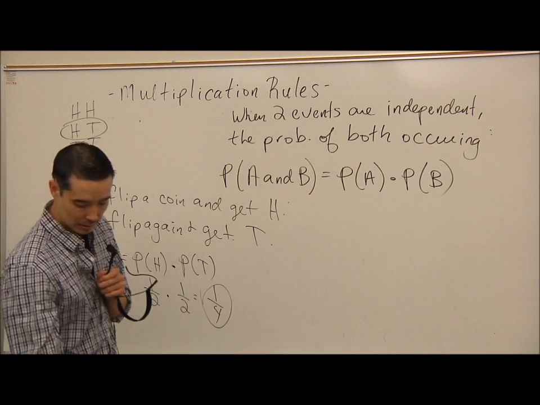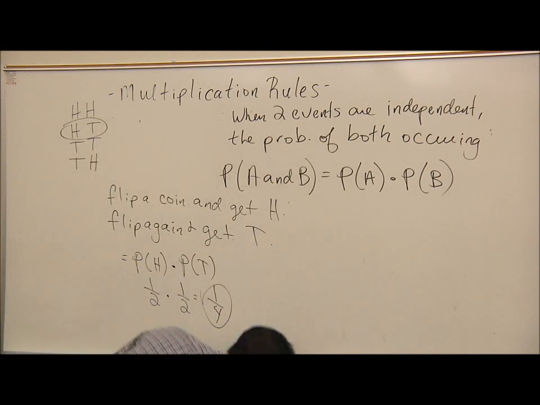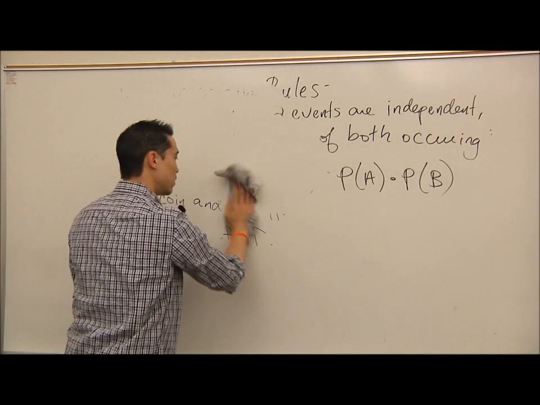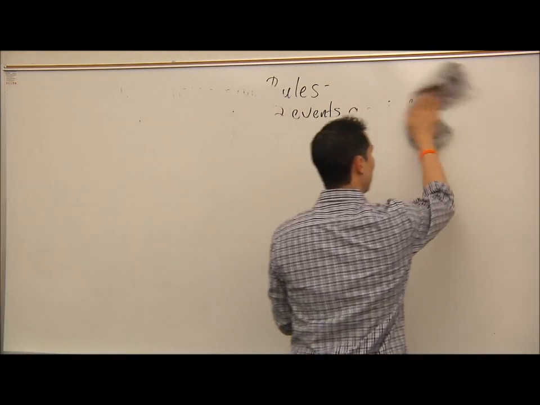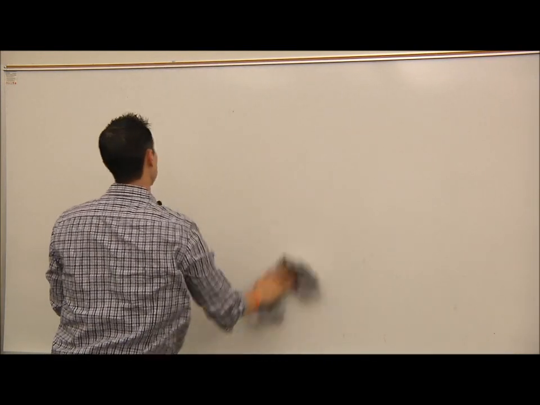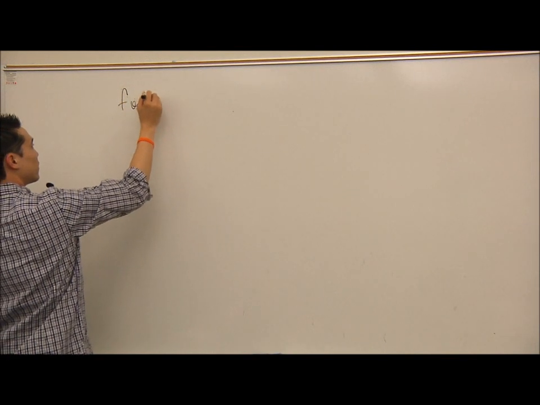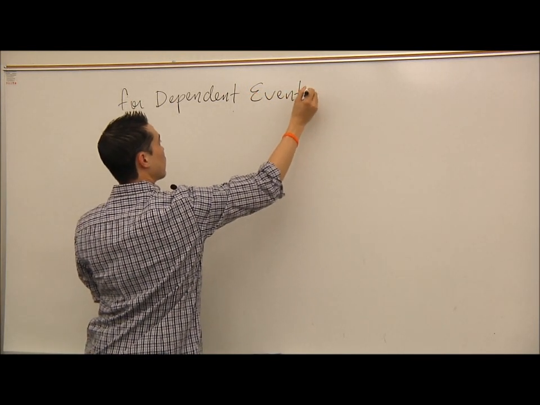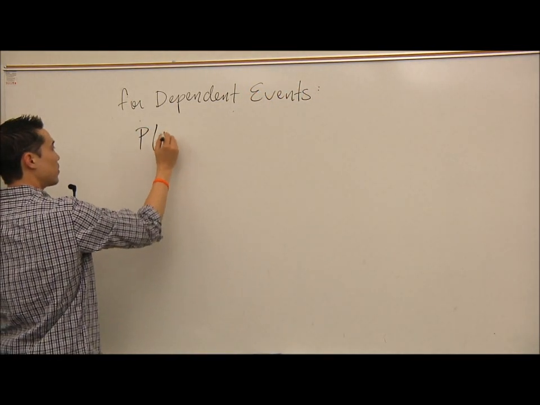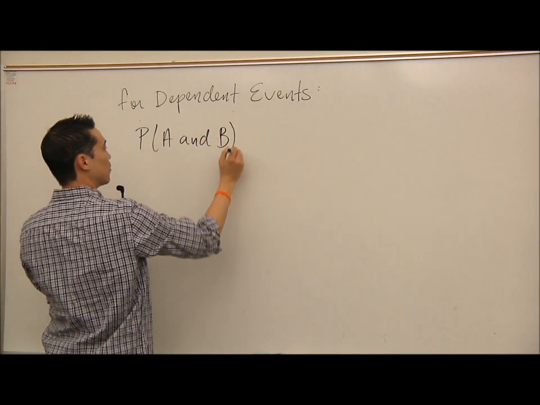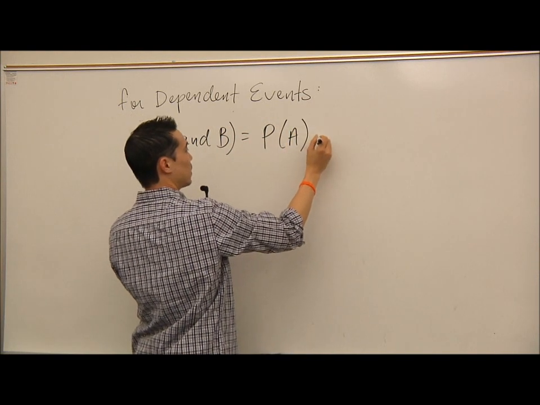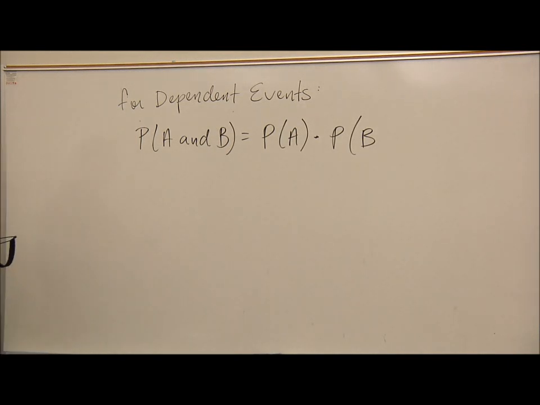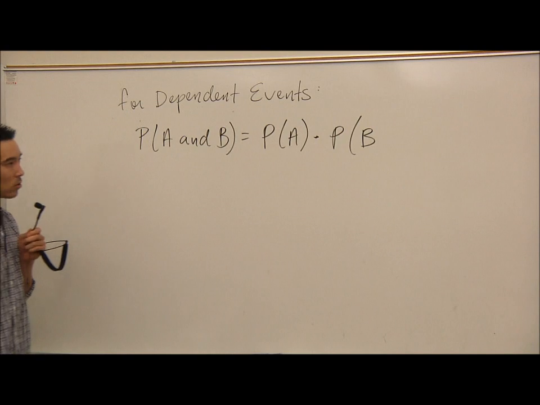Great, let's take a look at dependent events. So, when we don't have independent and we have dependent, the rule switches a little bit. Okay, so for dependent events, it looks like this. The probability of A and B occurring is equal to the probability of A times the probability of B. So far, how close are these formulas? They're identical so far, right? So where the change occurs is right here.